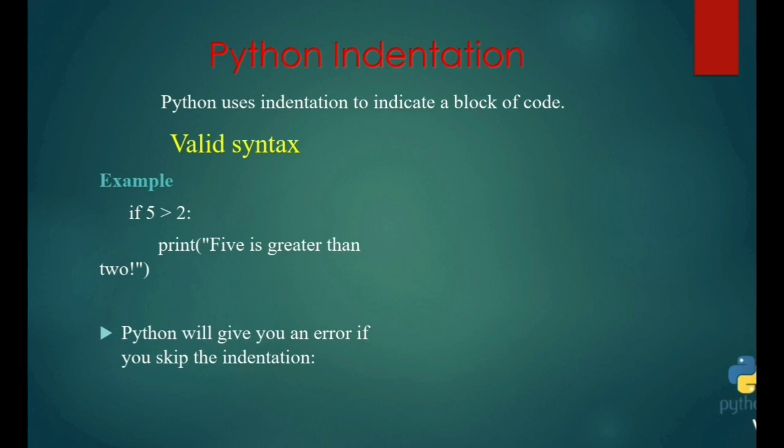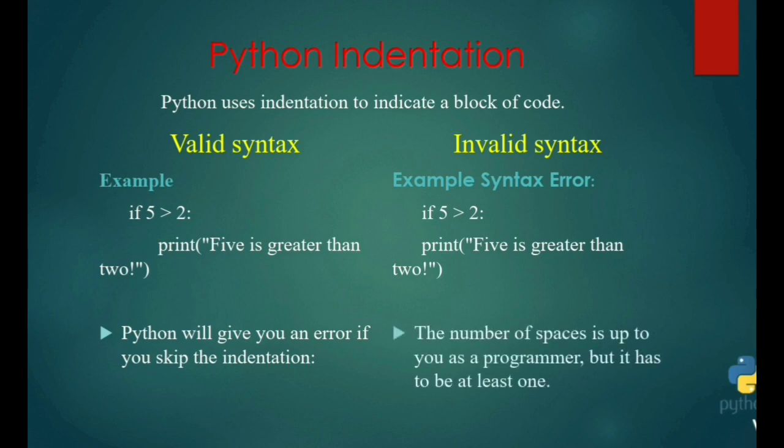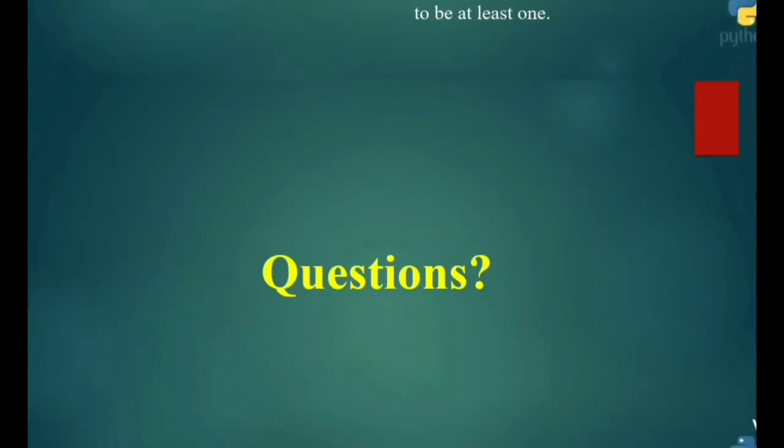If 5 is greater than 2, print 5 is greater than 2, with indentation. It is valid syntax. Invalid syntax example, syntax error: if 5 is greater than 2, print 5 is greater than 2, without indentation. The number of spaces is up to you, but it has to be at least one.